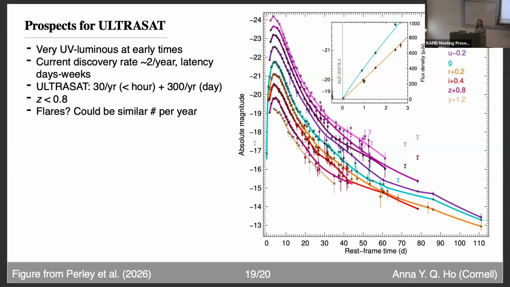And with ULTRASAT, also its long stares in the high cadence region, we have a natural way to look for short time scale phenomena extending tens to hundreds of days after the initial transient event. And as I said, right now, that's very difficult for us to do systematically.